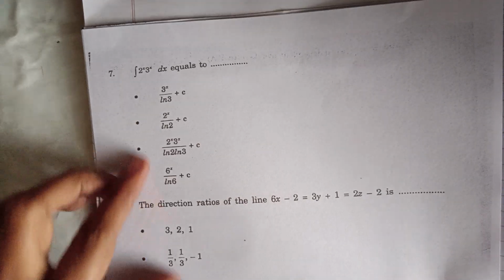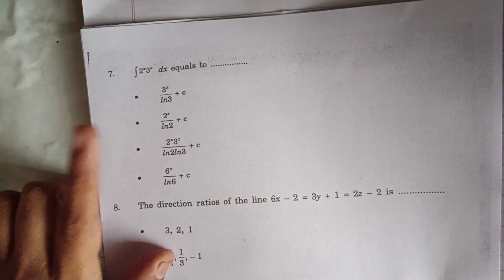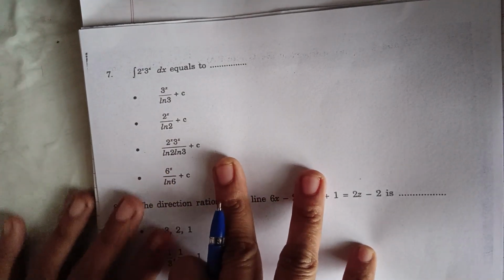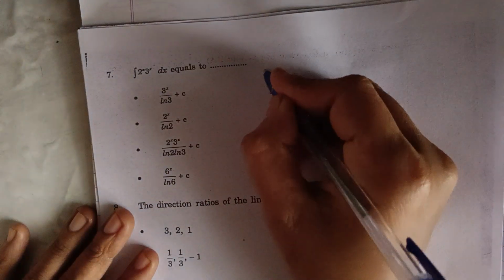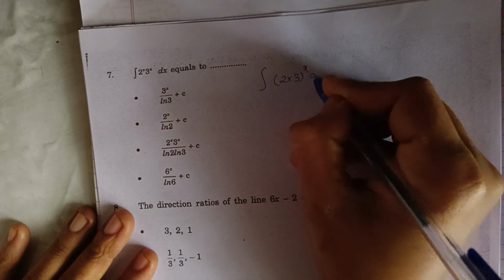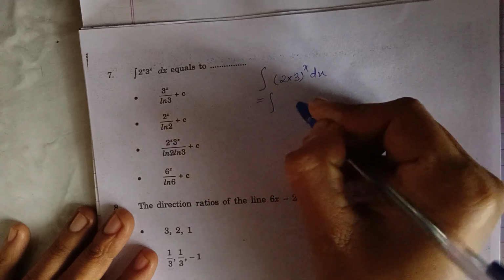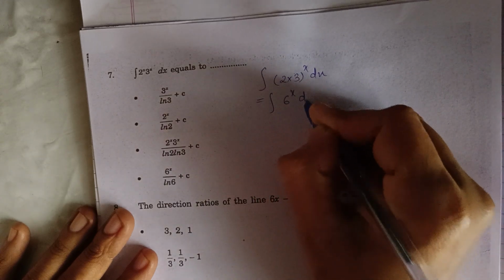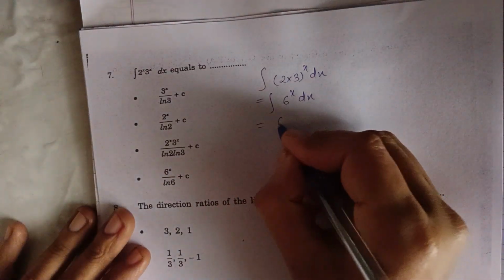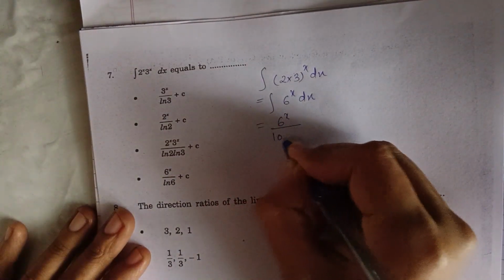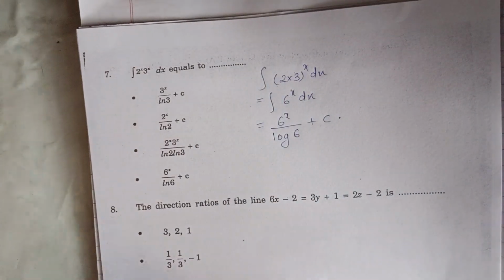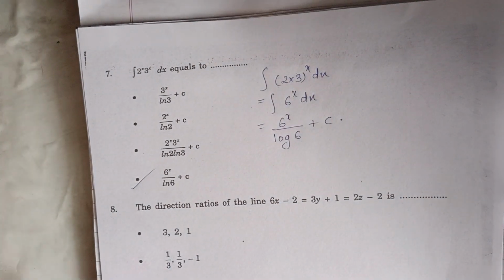Next question. Integral of 2 raised to x times 3 raised to x dx. Here you have to make use of laws of exponents. So this becomes 2 into 3 raised to x dx, which is 6 raised to x dx. The integral of a raised to x is a raised to x upon log a plus c. Okay, so this is the answer.